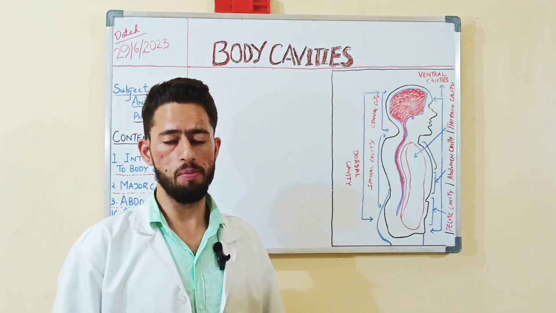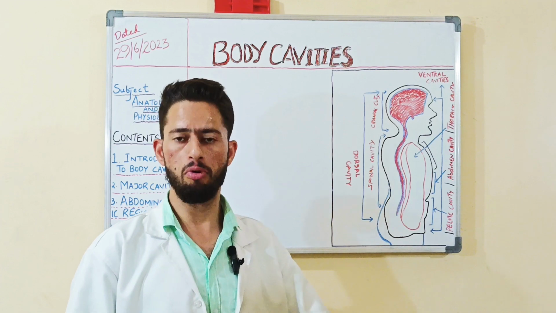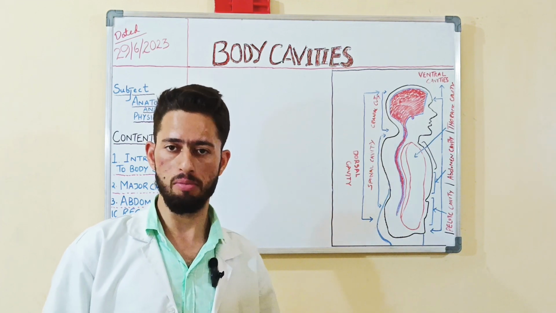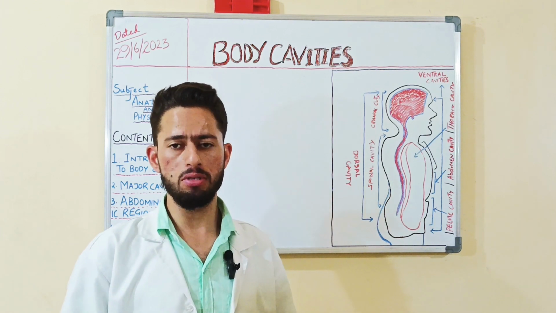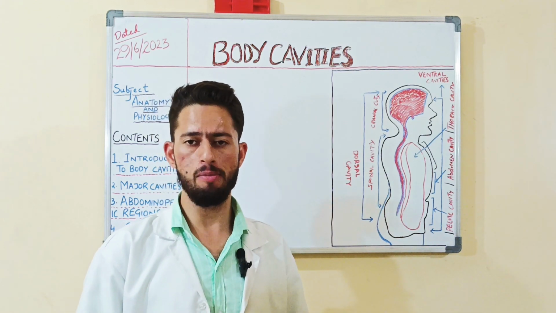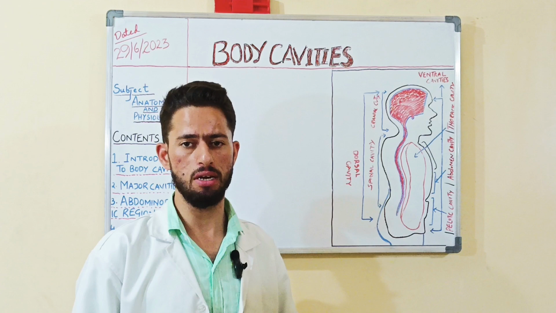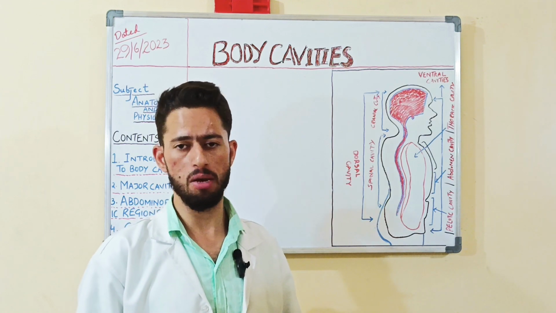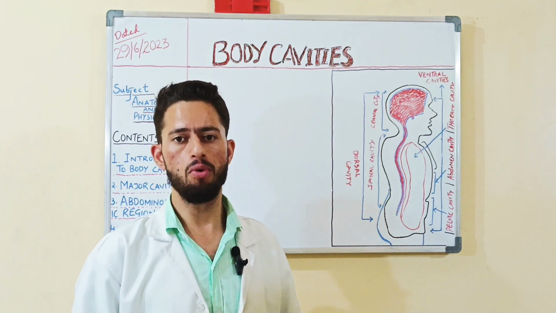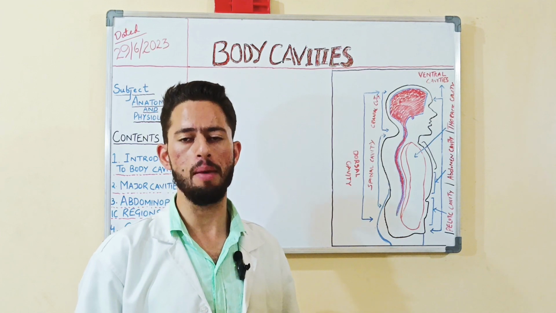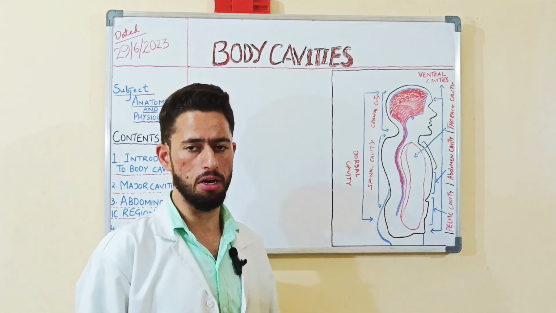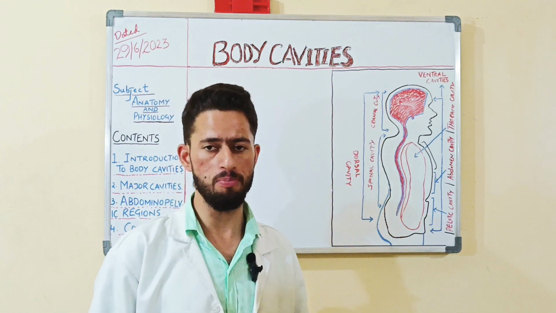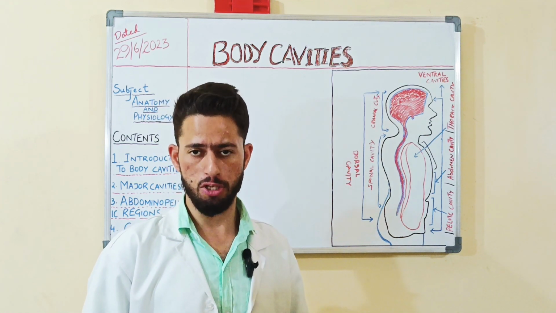Today in this video I will be discussing body cavities, body regions, as well as the body membranes which line the internal organs of our body. Before starting this video, let me remind you about the previous class in which we discussed the normal anatomical position of the human body. We discussed the four types of body positions which we give to patients based on their conditions, and also the body planes and body surfaces.